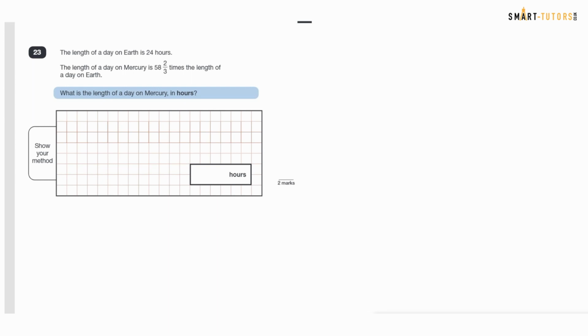Question number 23. The length of a day on Earth is 24 hours. The length of a day on Mercury is 58 2/3 times the length of the day. What is the length of the day on Mercury in hours? So I'll let Adharan explain this one, please. So you should start off by doing 58 times 24. Just throw the 2/3 to the side because we don't really need that yet. Let's do 58 times 24.